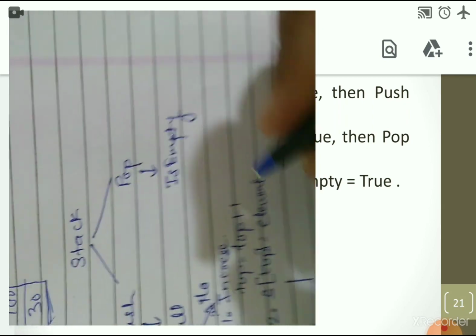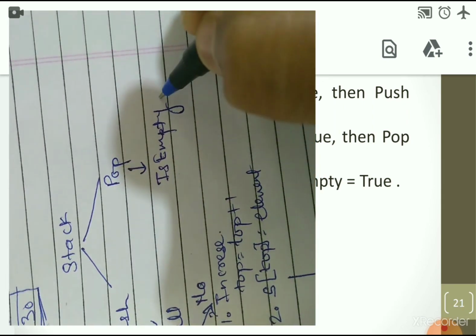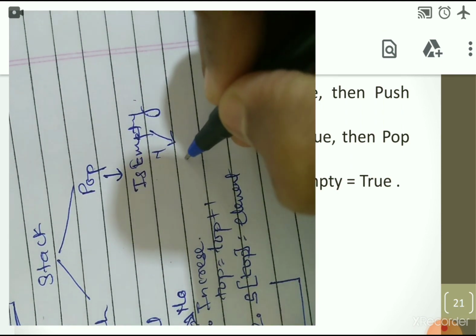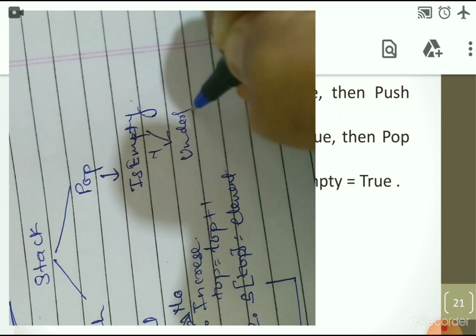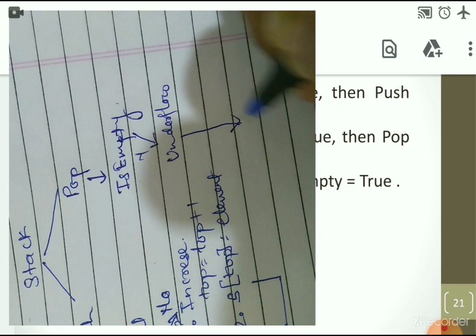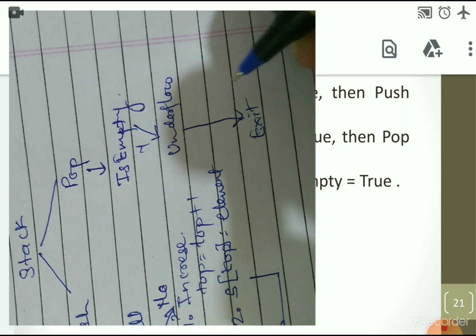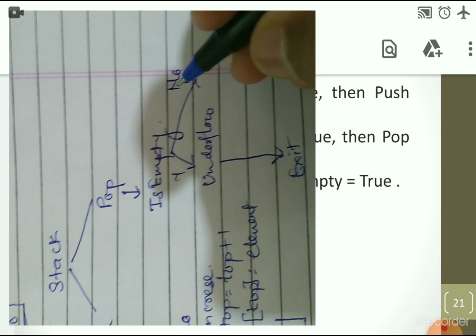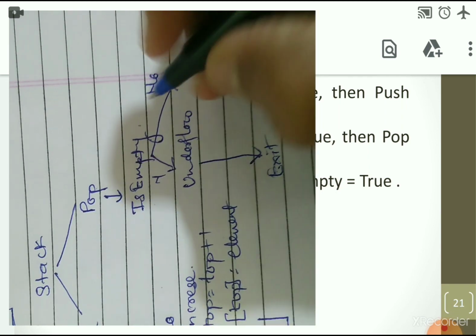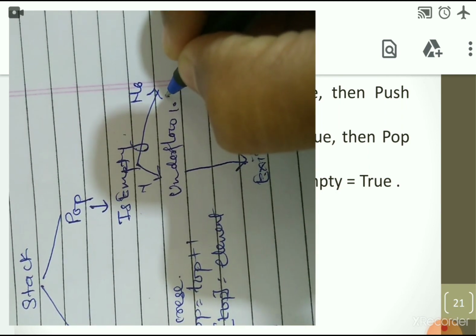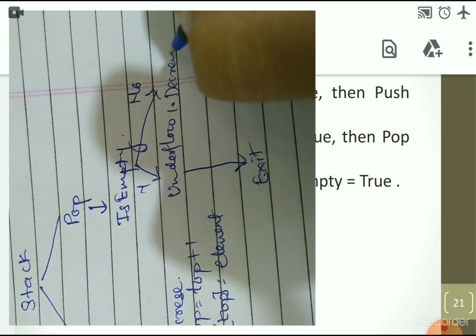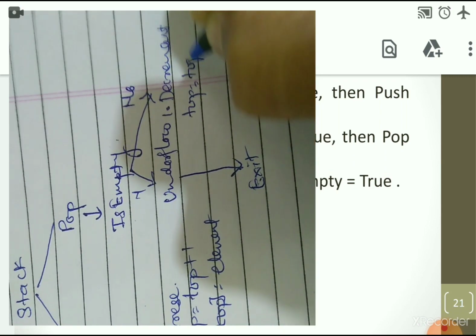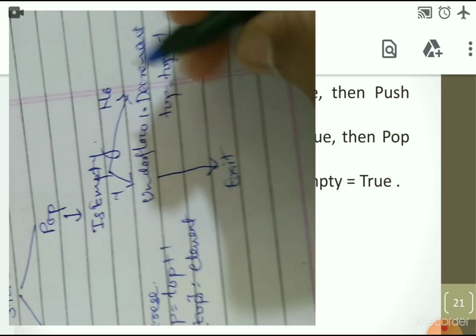For pop, what do you have to check? Again we have to check the condition is empty. If the condition is true, then you have to print underflow, and lastly exit. If the condition is not true, what do we have to do? We have to delete the element. First step, we decrement the top by 1. To decrement, top equal to top minus 1, and then you just go to the exit.